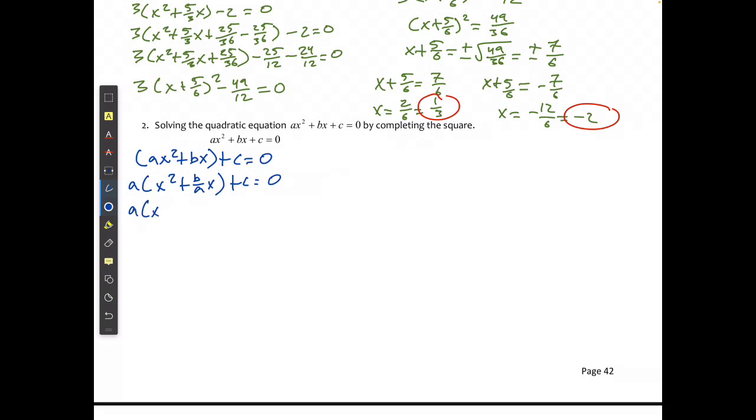a times x squared plus b over ax. I divide b over a by 2, so I get b over 2a, and then I square it, and it's going to give me plus b squared over 4a squared minus b squared over 4a squared plus c is equal to 0.